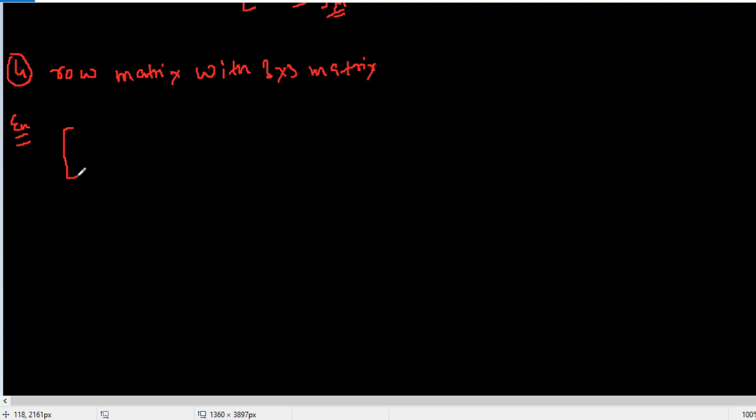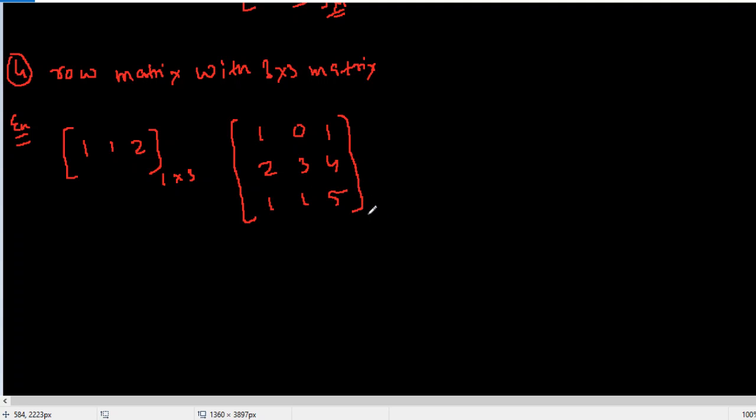For the row matrix, I'm going to take 1 1 2, which comes out to be of order 1 cross 3, and for the 3 cross 3 matrix we can take any simple example, 2 3 4 1 1 5, which comes out to be a matrix of 3 cross 3. This one is the number of rows, and this one is the number of columns.